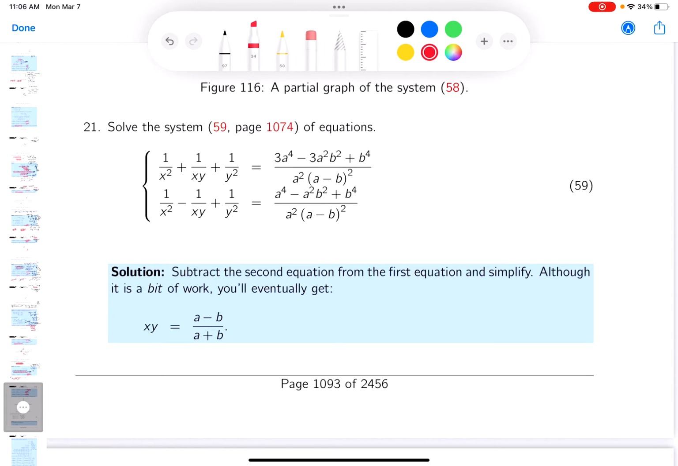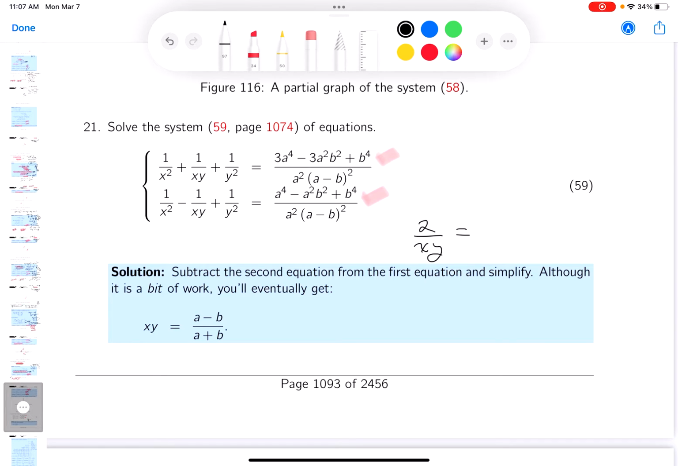All right, this is the last problem, and it does look really difficult. What I'm going to suggest you do, though, is it looks like a subtraction might be in order, because in here it looks like a lot of bad things are going to disappear. So if you took this equation and subtracted this one, what are you going to get? You would get 2 over xy. The 1 over x squared disappears, and 1 over y squared disappears.